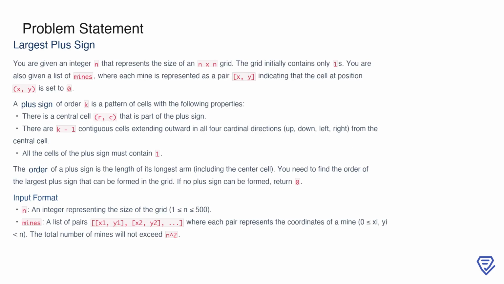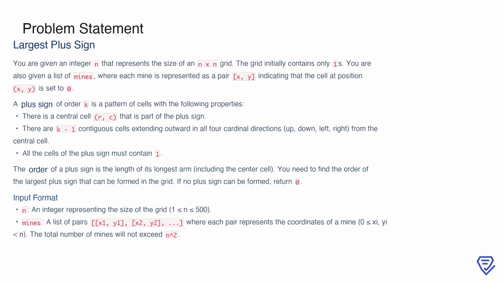In this problem, you're tasked with working on an n×n grid. Initially, every cell in the grid contains a 1, but we are also given a list called mines. Each mine is a pair of coordinates, x, y, and it represents a cell in the grid that is set to 0. Now, the goal is to identify the largest possible plus sign that can be formed in this grid.